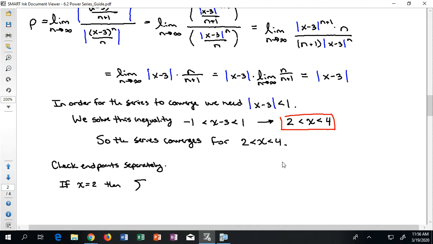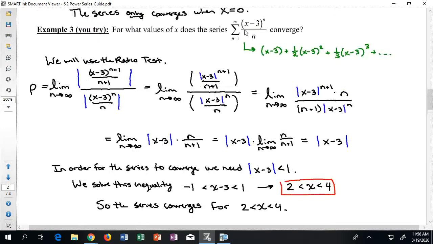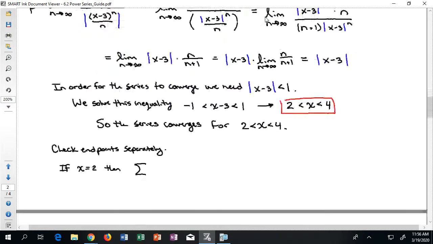Well, if x was a 2, then let me go all the way back to my original series. If x was the number 2 here, then notice I would have -1 to the power of n. Now I'm going to write this here, and summarize this in a few steps. I would get something like this. And the question would be, does that addition problem converge or diverge?